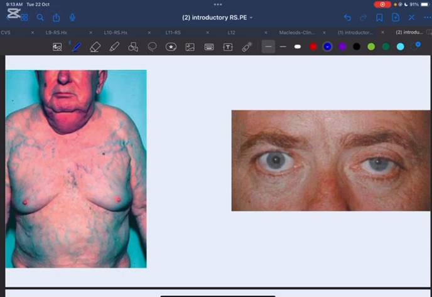The picture on the right, which eye is affected? Okay. Are you sure? Yes. Good. Neck. Jugular vein distension.